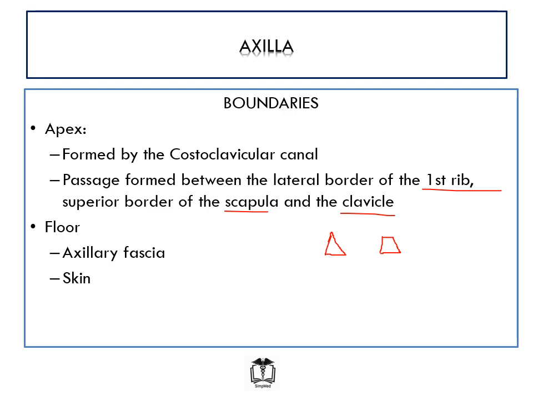The floor of the axilla is formed strictly by skin and the axillary fascia, and it's one structure that we tend to touch whenever we are touching our armpit. The part of the armpit that we touch tends to be the floor of the armpit. The other boundaries of the axilla are not areas that we can easily access.